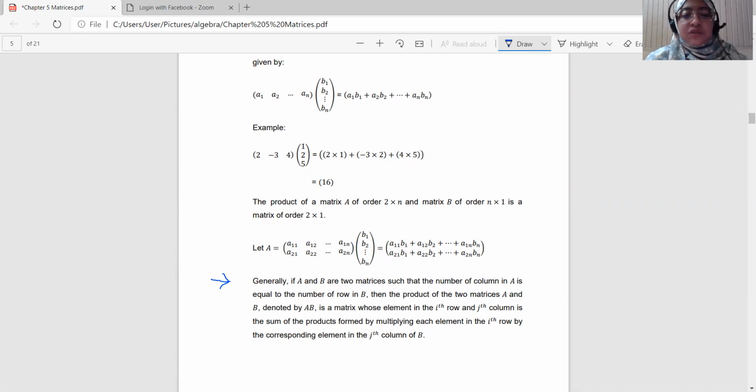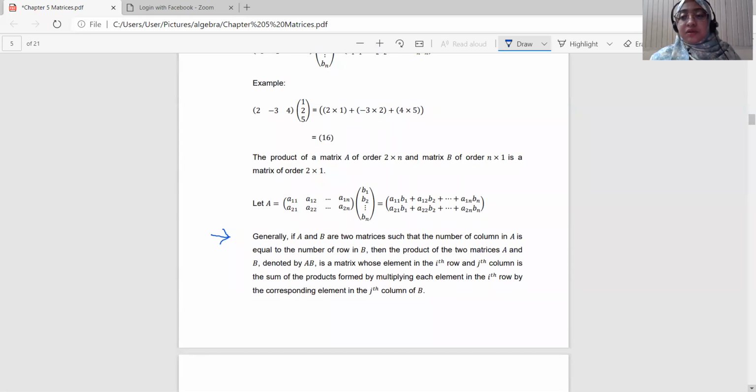If A and B are two matrices such that the number of columns in A is equal to the number of rows in B, then the product of the two matrices A and B, denoted by AB, is a matrix whose element in the i row and j column is the sum of the products formed by multiplying each element in the i row by the corresponding element in the j column of B.